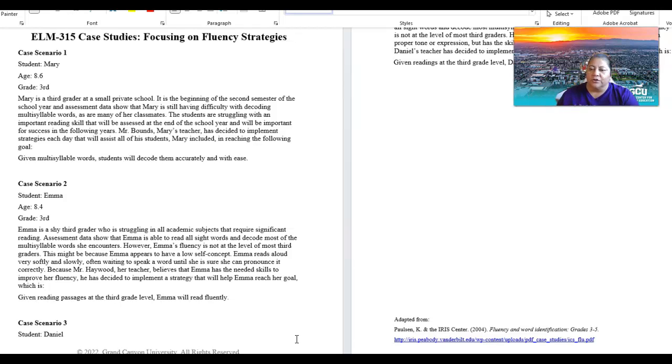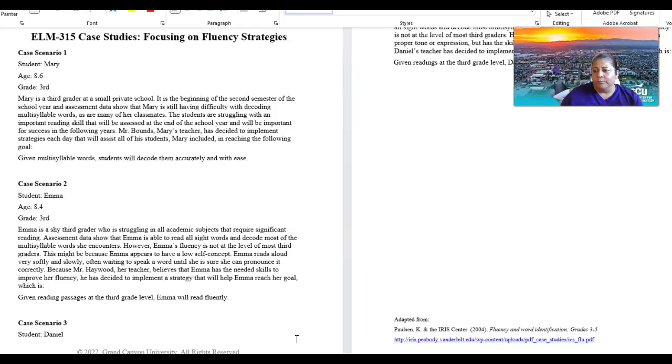Then it says the students are struggling with an important reading skill that will be assessed at the end of the school year and that will be important for success for the following years. Mr. Brown, Mary's teacher, has decided to implement a strategy each day that will assist all the students in reaching the following goal. Given multisyllabic words, students will decode them accurately and with ease. So right there, this is not out to get you. I want to help you. So with this assignment for Mary, it really is about decoding, that accuracy. She needs to read with accuracy. So we want to help her with decoding.